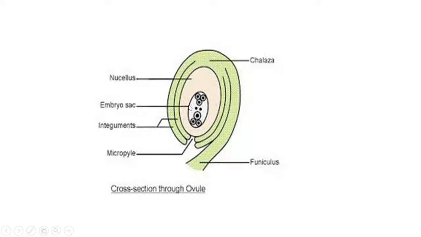That means a typical ovule shows the funiculus, chalaza. This is the funiculus, this one is chalaza. There are the two integuments, the small opening micropyle, nucellus, and embryo sac.